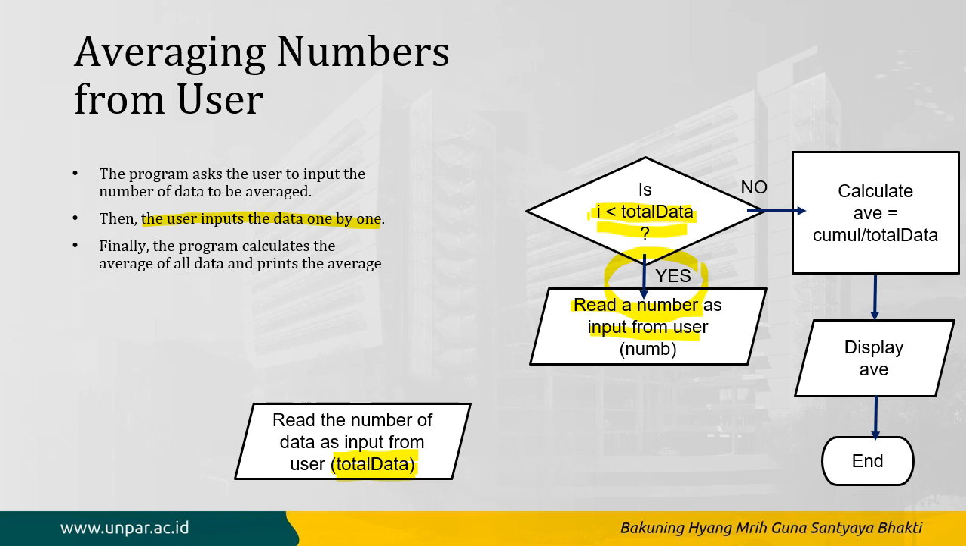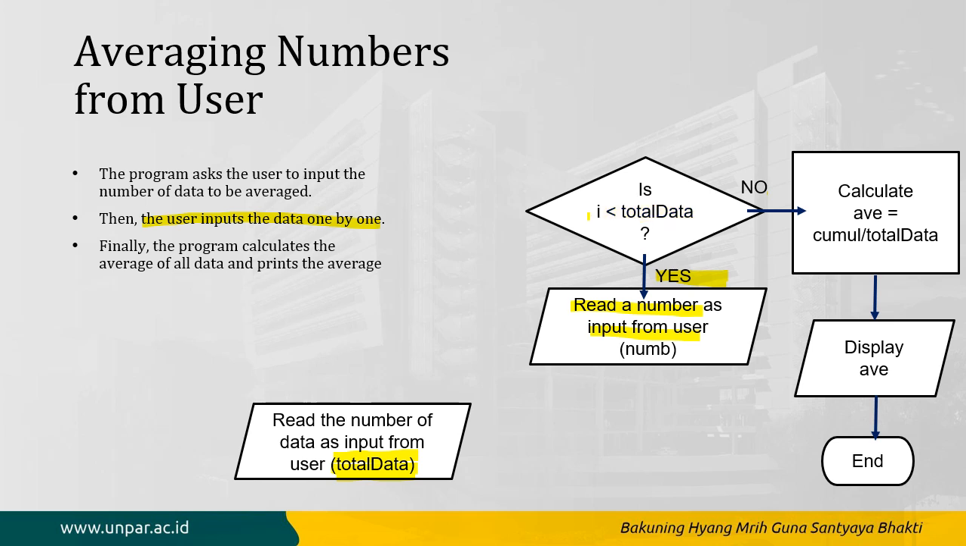But if we have reached the total data, we are not below that, it means that we are now ready to calculate the average. Okay, so if yes, we are still below the total data, we need to ask the program to read the number. If no, we are not below the total data, then it means we are ready to calculate the average. Okay, so that's how we are reading this diamond and the consequence of yes and no.